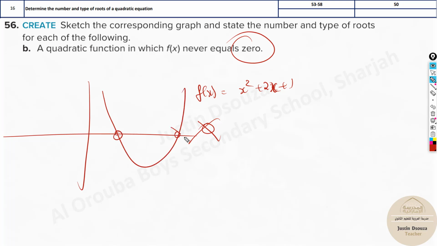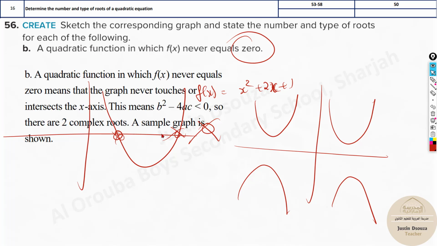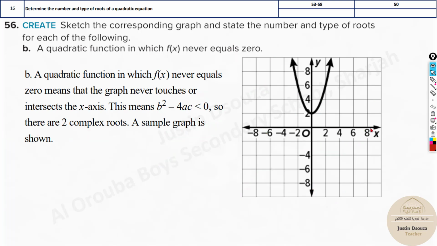If this is never equal to 0, it never touches the axis. This cannot happen. This is wrong, right? So the graph can be either like this or like this. It can't be like this. It should be only going downwards or going upwards. In such cases, you will have imaginary roots. It's not real roots, it's complex roots. So the graph will be something like that. It'll never ever touch. So what is the discriminant value? It will always be less than 0, because f of x is never equal to 0, so it should not touch this line. Y cannot be at 0.